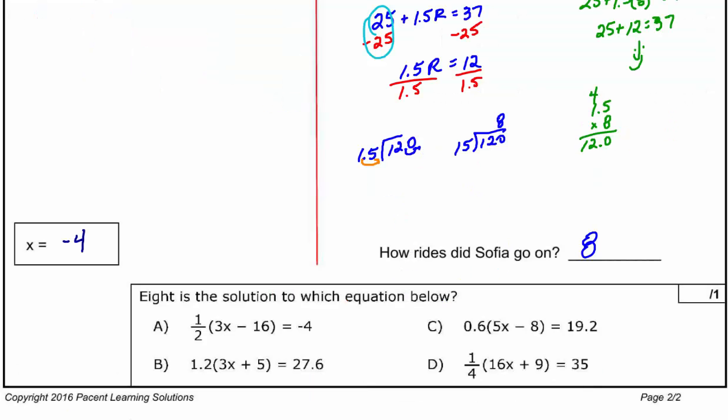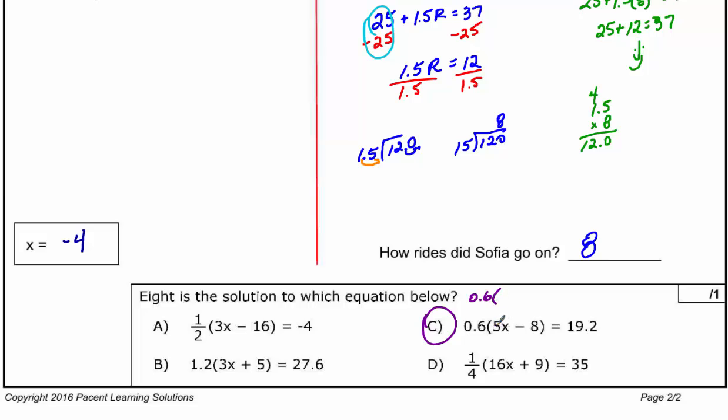We are not going to forget the bottom. So the question on the bottom is, 8 is the solution to which equation below? The correct answer, drum roll, letter C. Now they say which equation, so you know it's only going to be one of the equations. So I should prove that to you. So let me prove it.